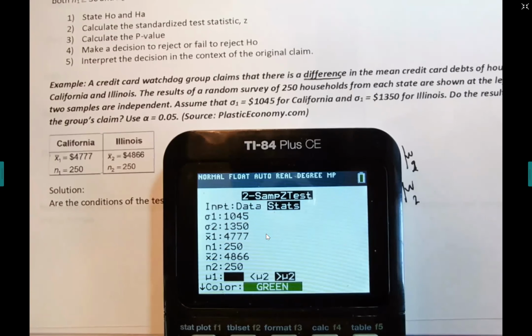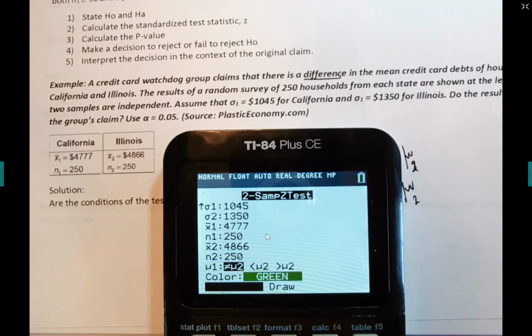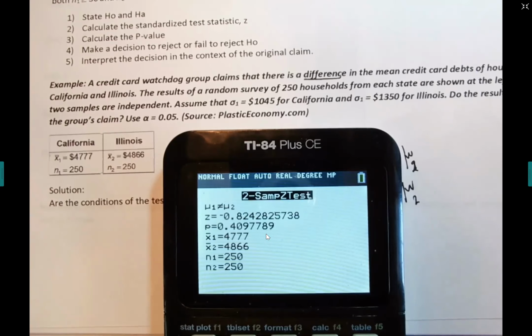And you guys agree with me that the alternative is not equal to. So just do that and watch. Calculate. And bingo. You got Z and you got the p-value. So Z is negative 0.82. I'm going to write this down. And the p-value is 0.4098. So let me write it down.